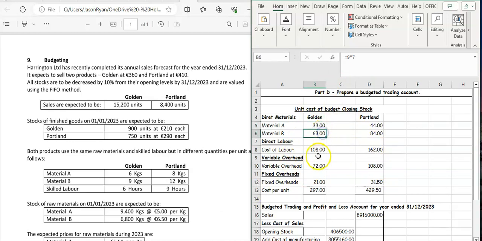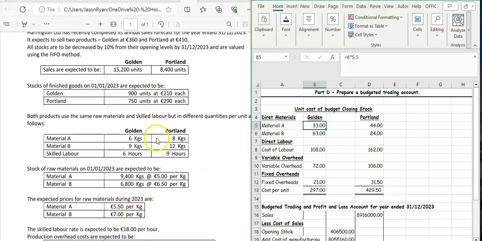So the first part of part D is to calculate what it is per unit. So for material A, we took the 6 hours, multiplied that by 550, and then for golden then we took 9 hours multiplied by 7. For material B, we did the same as well. So sorry, it was the 8 kg multiplied by the 7 for Portland. So 9 kg multiplied by 550, 12 kg multiplied by 7 for material B.